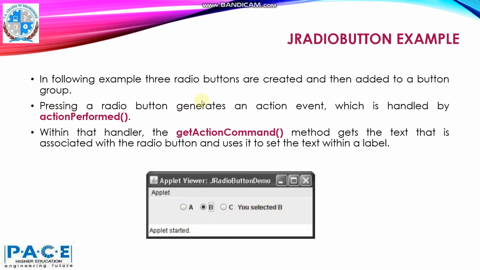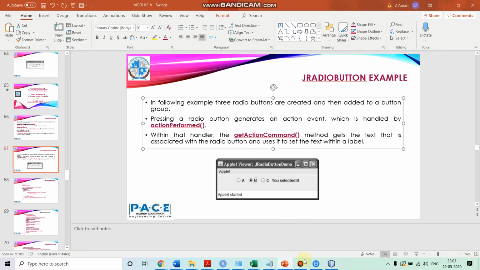Pressing a radio button generates an action event, which is handled by the actionPerformed method. Within this actionPerformed method, which takes an ActionEvent as a parameter, if we call getActionCommand on the action event, then it returns the text that is associated with the radio button which has been selected. So now we go to the code.